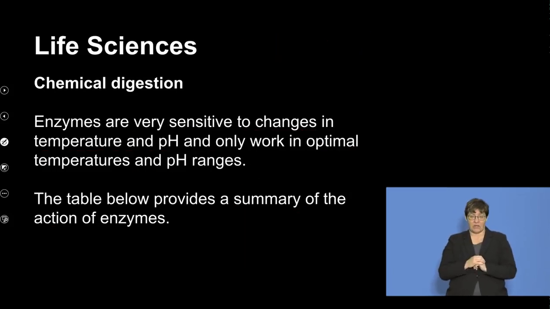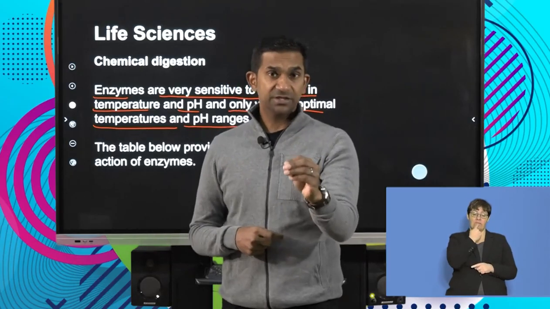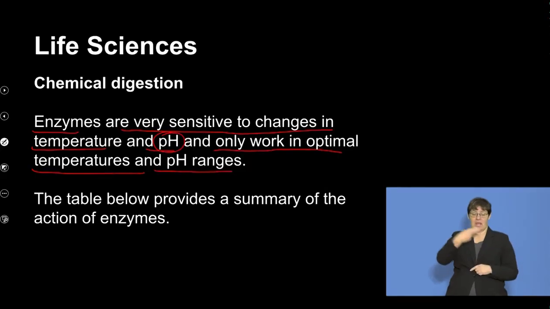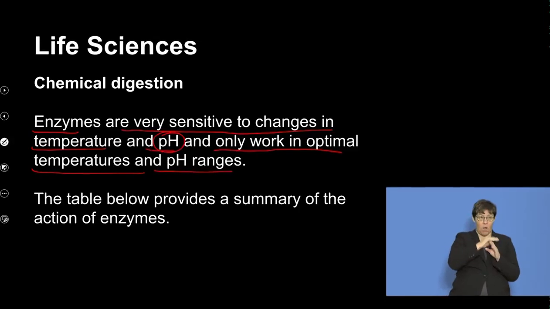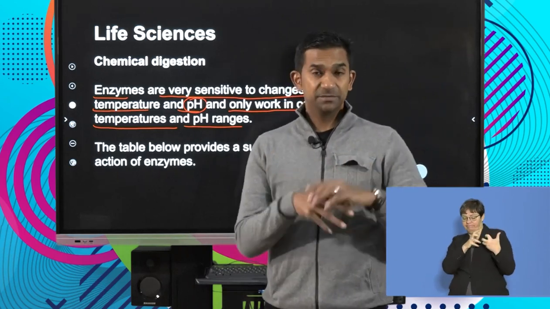To assist all of this, we have enzymes. Enzymes are very sensitive to changes in temperature and pH, and only work in an optimal temperature and pH range. Having said that, we've got to understand that throughout the digestive system and the alimentary canal, from the mouth down through the esophagus into the stomach, we have different pHs. What does this mean? It means that the enzymes that function in these different organs or parts have to be very sensitive or adapted to specific pHs.